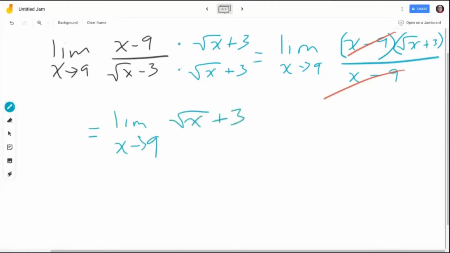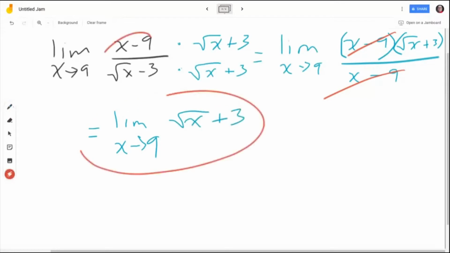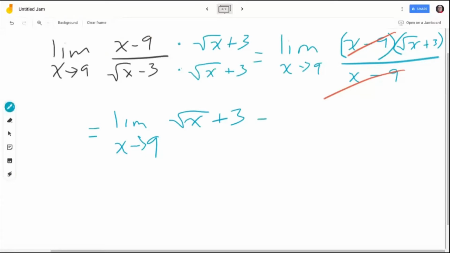This is an equivalent function to the function we started with. Can we evaluate it when x is 9? Yes, we can. And so what we're going to end up with is the square root of 9 plus 3, which is going to be 3 plus 3, which is 6.